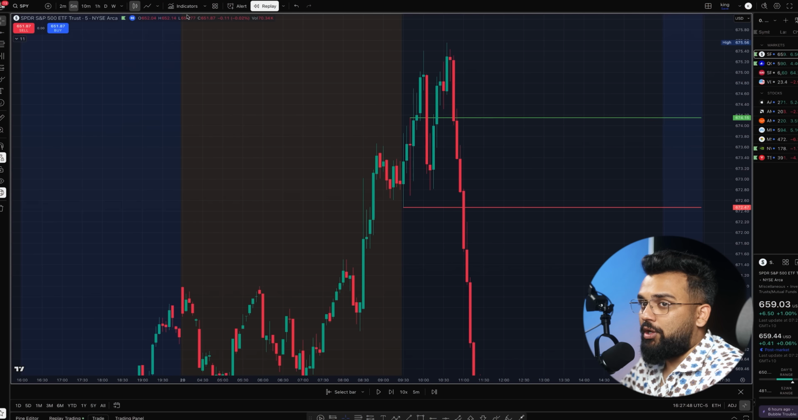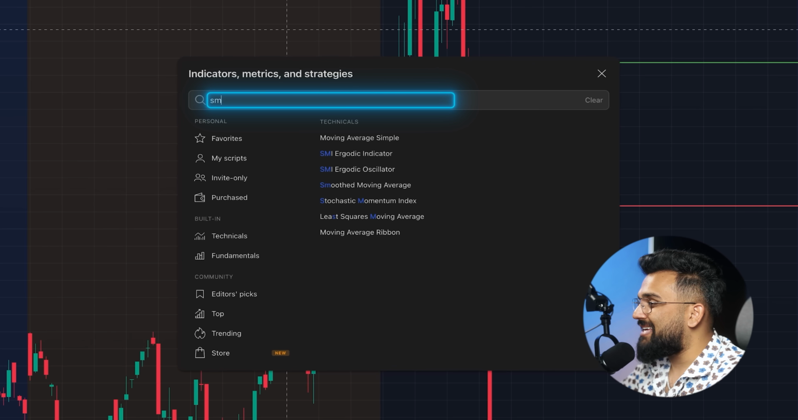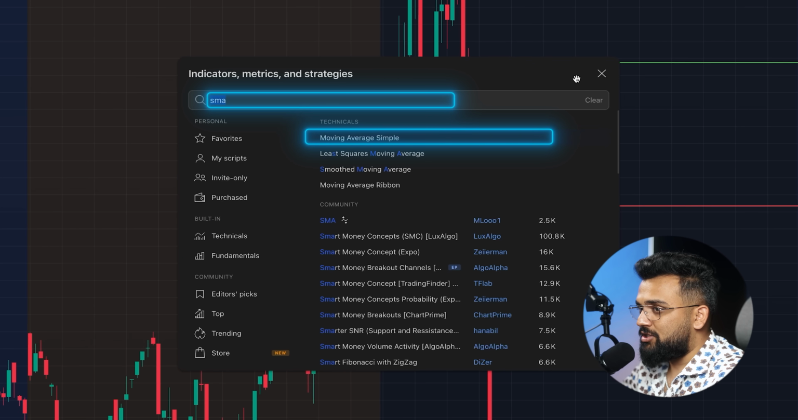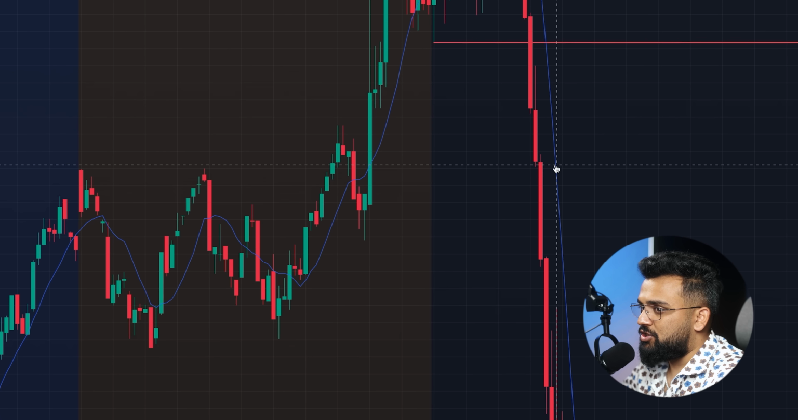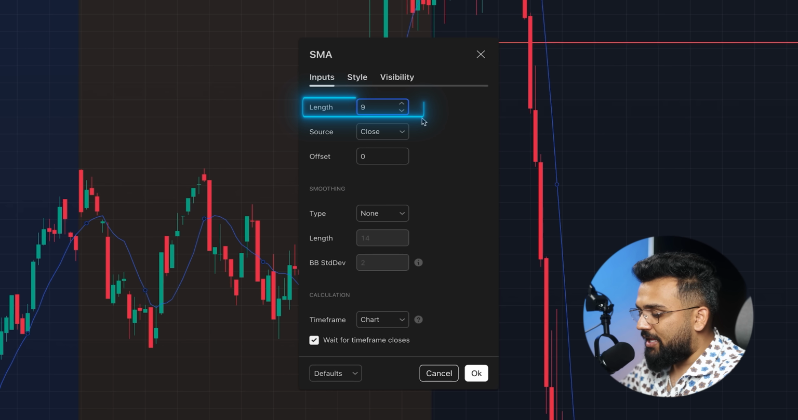Let me show you how to add the 200 simple moving average on your charts. First thing, you're going to go to the indicators at the top and search SMA and click on this moving average simple once. You will see a blue line running across your charts. Just double click on this blue line and change the length from 9 to 200. Make sure the source says close.